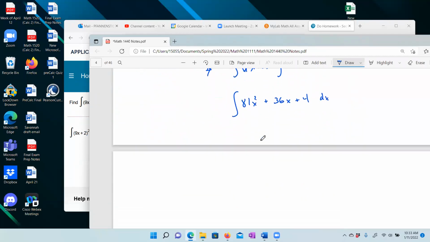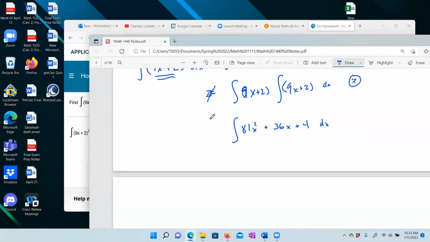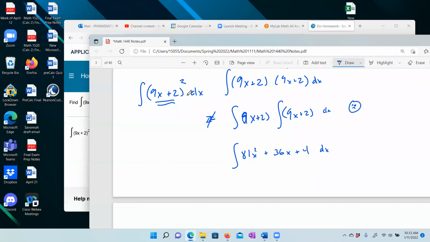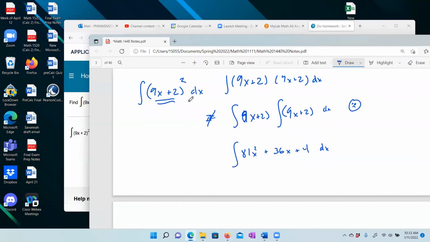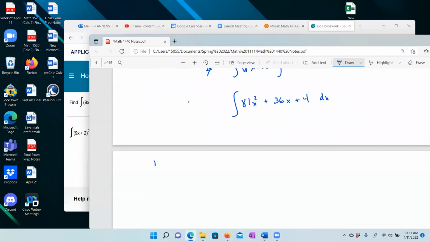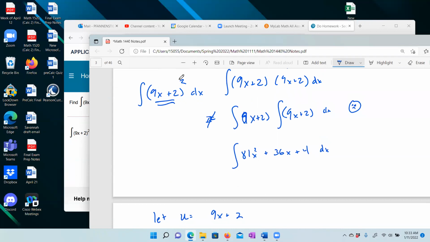How would I say this? The astute student. That's what math books would usually say to intimidate you. Back when I was going through this stuff, I was never the astute student, by the way. They would say things like, let u equal 9x plus 2. Now notice that's the thing inside of the squared.